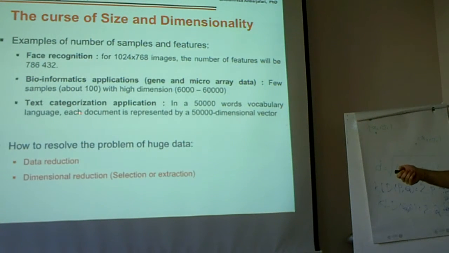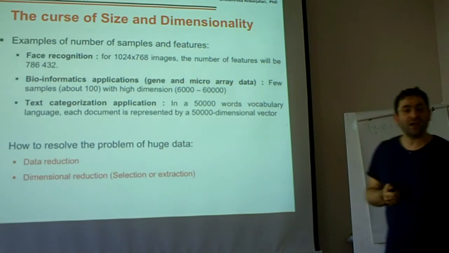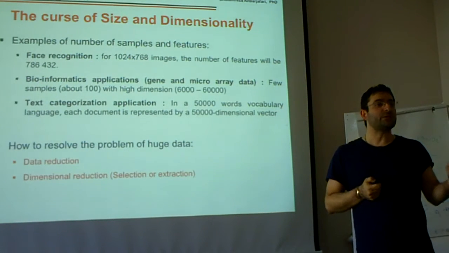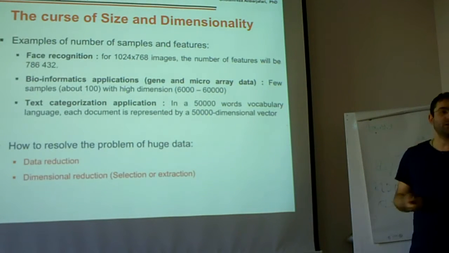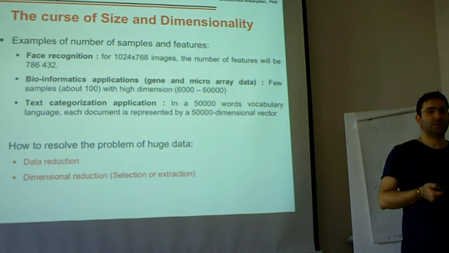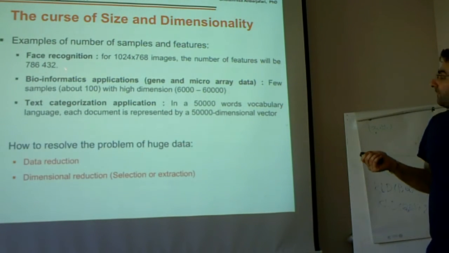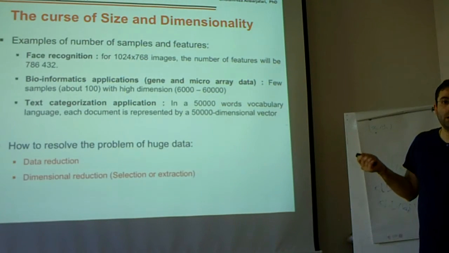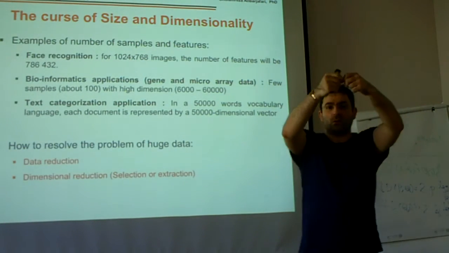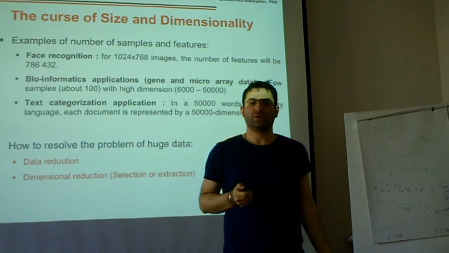For text recognition or text categorization, if we have a dictionary with 50,000 words, each word is one feature, so we will have 50,000 dimensionality, 50,000 features. Yes? How do we know about face recognition? No, multiply these two numbers. Yes, 100 by 100 means 10,000 pixels. Each of them can be a feature.